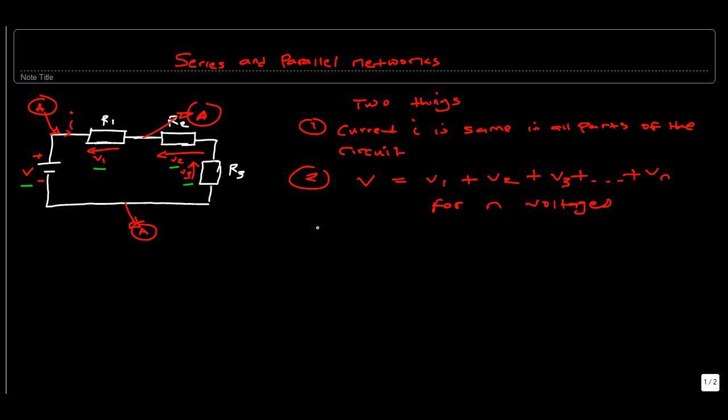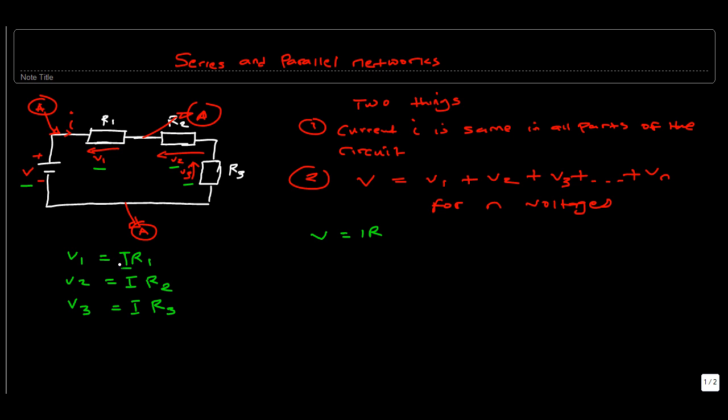Now we know that Ohm's law states that your voltage is equal to current times your resistance, and therefore V1 is equal to I, because the current stays the same in a series network, times R1. Your V2 is equal to I times R2, and your V3 is equal to I times R3.